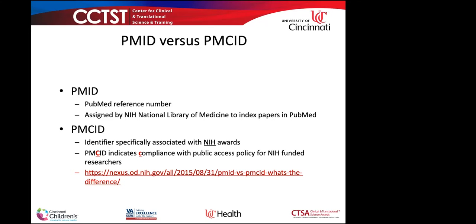Now, there's this thing called a PMCID number. The distinction is actually important because the PMCID part of this is a PMID number that is compliant, the C, with NIH policies for NIH awards. So it is specific to US publications and specifically to NIH awards.